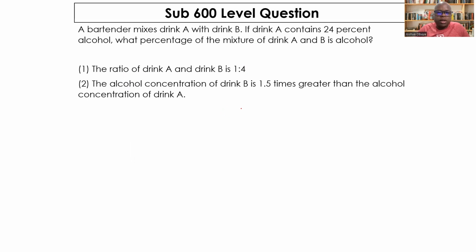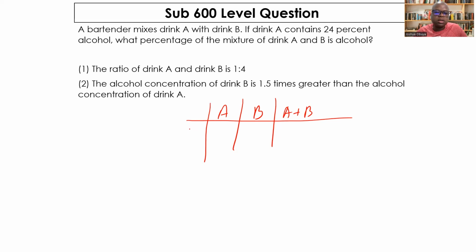We need to first of all know what will determine sufficiency in this statement. So you have drink A and you have drink B. Then you have drink A plus B because they're combined. Then you have alcohol, and then you can also have no alcohol, or let's say just water. So this is what you have.